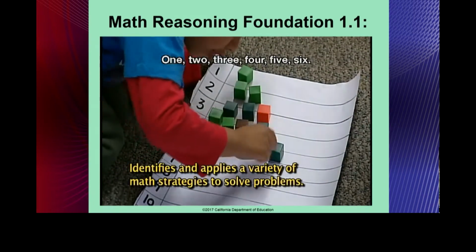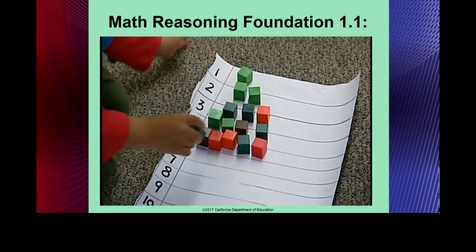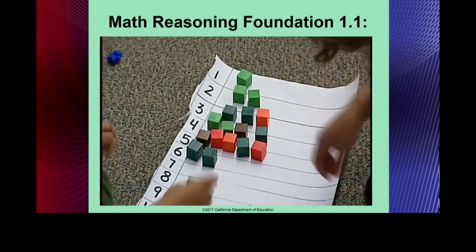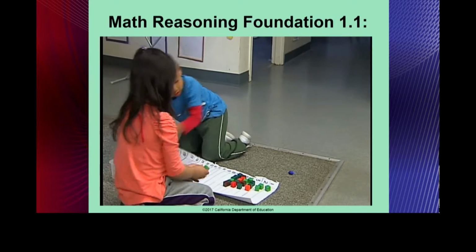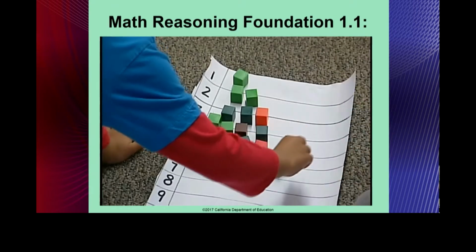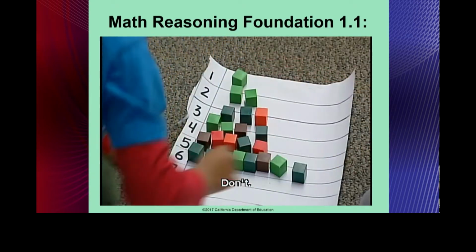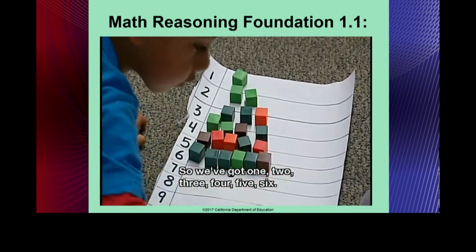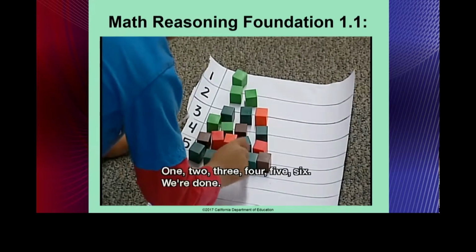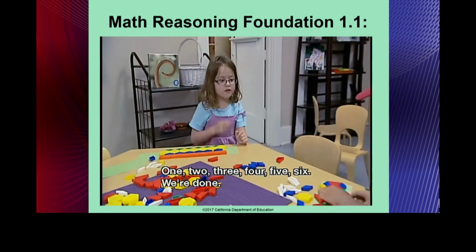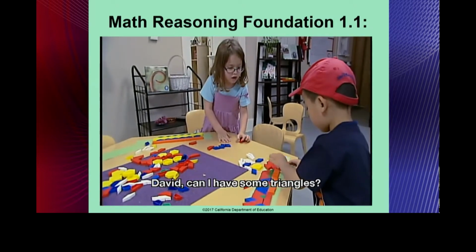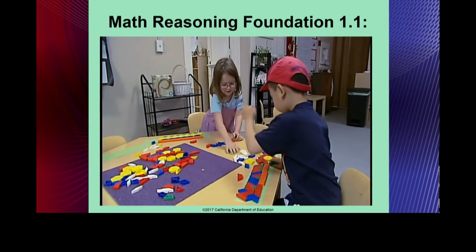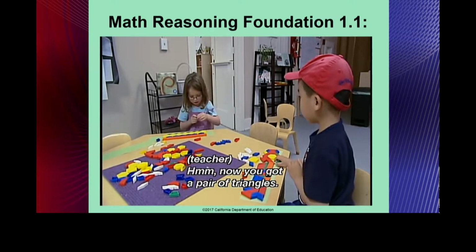One, two, three, four, five. So, 1, 2, 3, 4, 5, 6. No. David, can I have some triangles? Now you got a pair of triangles.